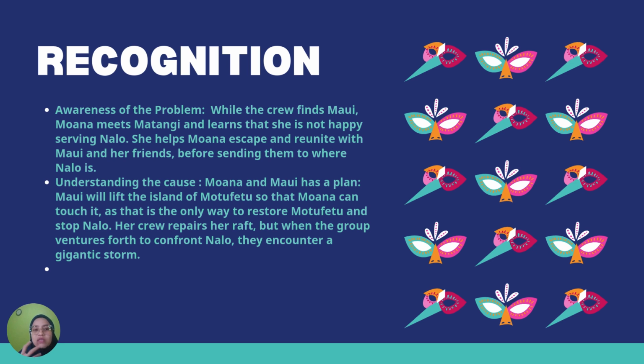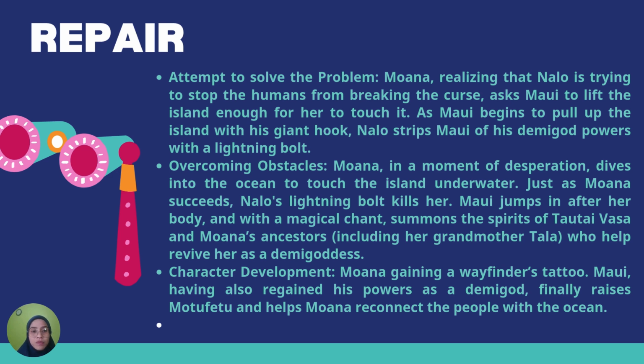The character finds a way to solve the problem after they recognize there's a problem in disruption. In the recognition stage, they find a way to solve the problem, and we're going to the next stage, which is the repair stage. This is the attempt to solve the problem. While in the recognition, they find the way to solve the problem, in the repair stage, they do the solving. They attempt to solve the problems.